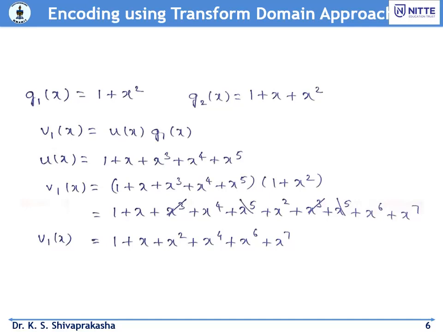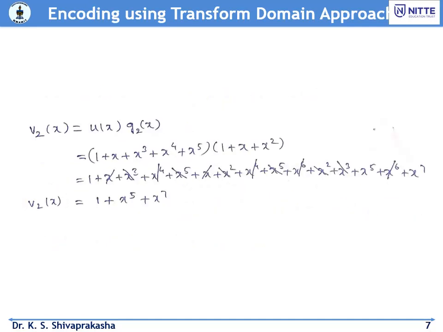Okay, so if I write the binary equivalent of this polynomial, this should be equal to the sequence v1 which I had obtained in time domain approach. So if I write the bit sequence equivalent of this polynomial, I will get 1, 1, 1, 0, 1, 0, 1, 1, which is the same sequence v1 that I had obtained in time domain approach.